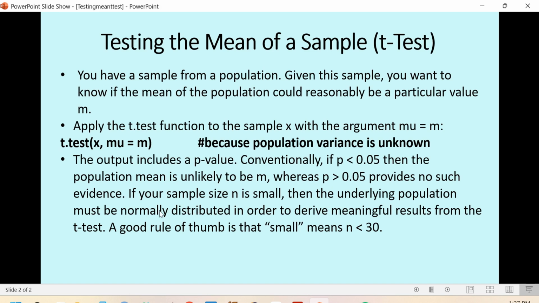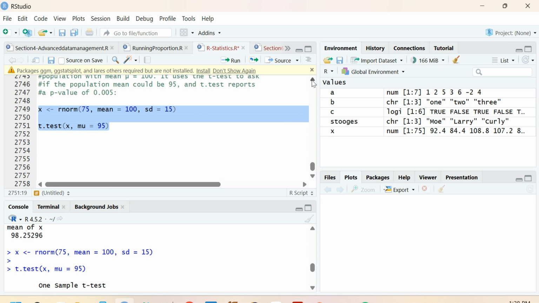Another requirement for using this test is that if we have a small sample, usually under 30 elements, then you need to know that the population is at least approximately normally distributed. Or we say the population is not very far away from the normal distribution. So if the population is very far away from the normal and we have a small sample, then this test will not be accurate.